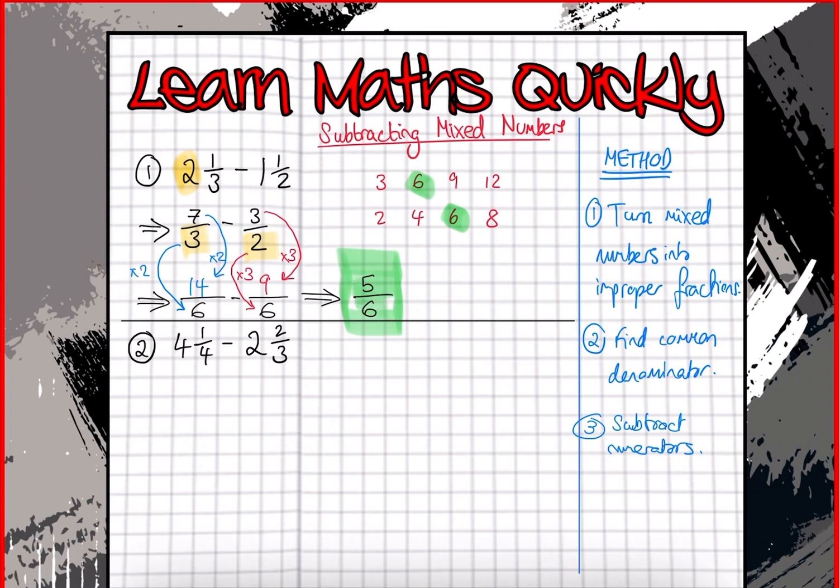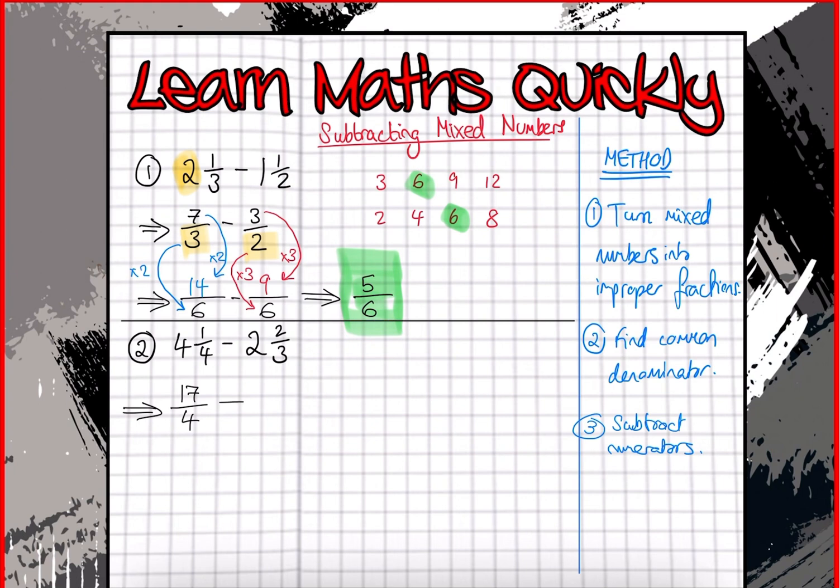Now I'd like you to look at number 2, and we're going to follow the method on the right hand side step by step. So it says here, number 1, turn mixed numbers into improper fractions. Now these numbers are going to be a little bit higher, but it's still the same method. So you think, how many quarters are in a whole? Well, 4 quarters are in one whole. So that means how many quarters are in 4 wholes? 16 quarters are in 4 wholes, and there's 1 left over, which means we've got 17 quarters here.